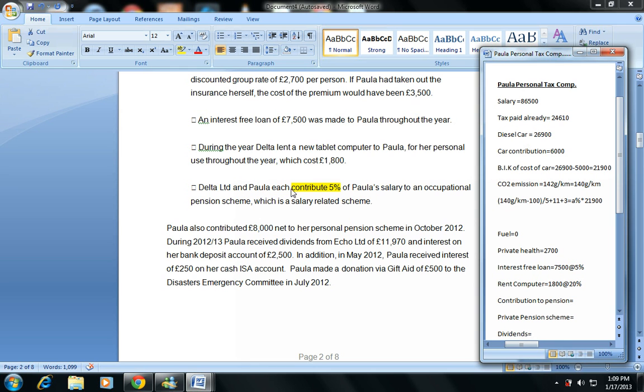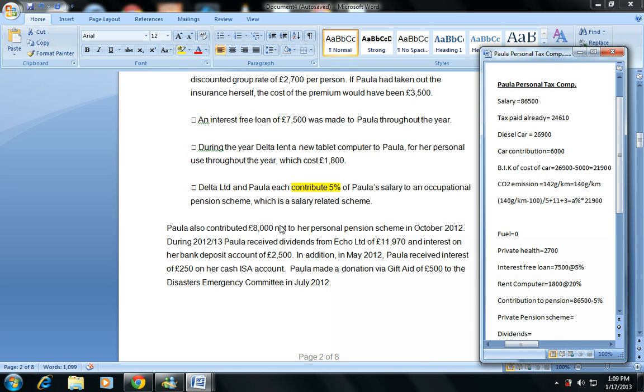Say Delta Limited and Paula contributed 5% of Paula's salary to an occupational pension scheme, which is a salary related scheme. Out of her salary income, which is 86,500, 5% she actually contributes to pension. Do you understand? So we minus 5% of that from that amount.